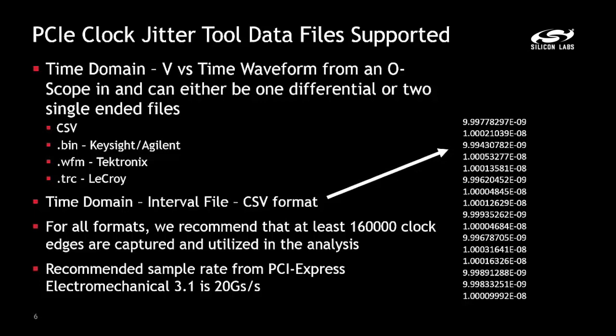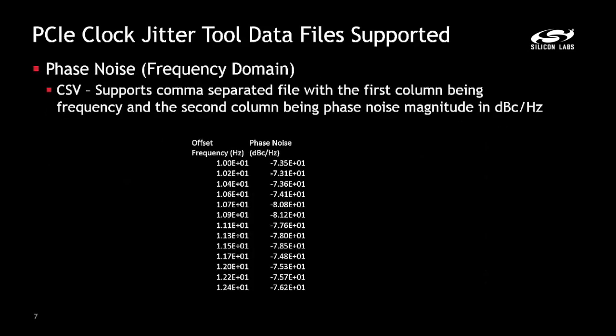The tool also supports interval files, which is a CSV file that contains the period data from a clock signal. It is currently recommended to have at least 160,000 edges to analyze. The more data you have, the more accurate the results will be. The PCI Express tool supports phase noise data files in a CSV format as well. The CSV must contain two columns, with the first one being frequency offset in Hertz and the second being phase noise in dBc per Hertz.